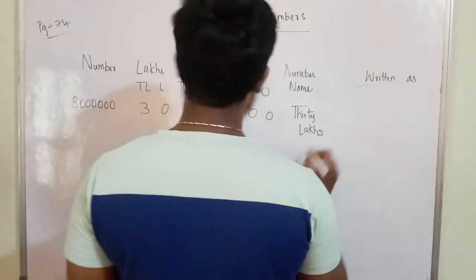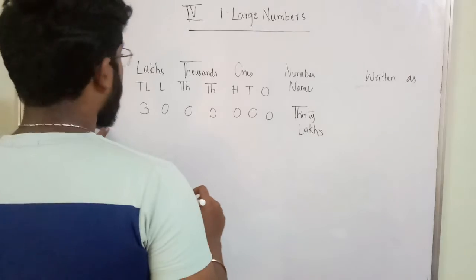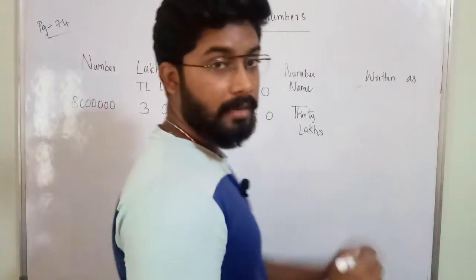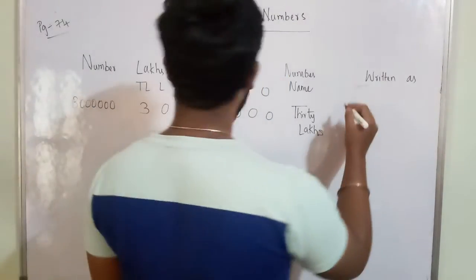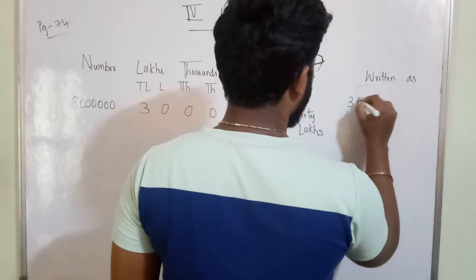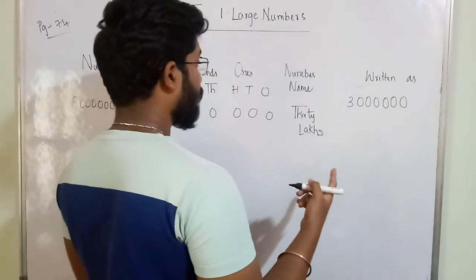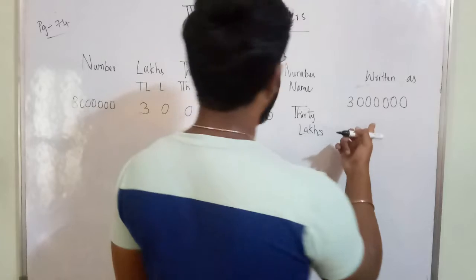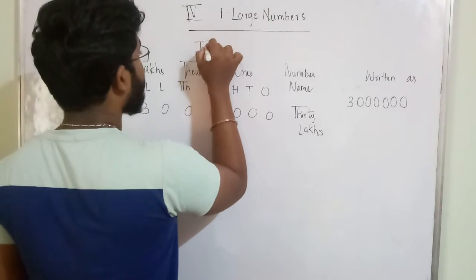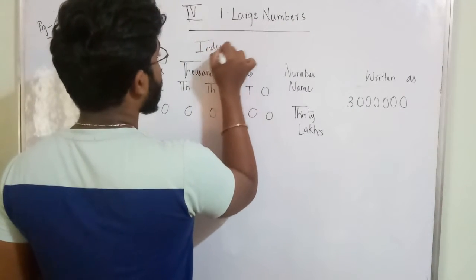So this number, how can you write it in Indian form? You have to separate it with commas, no? So you have to separate all periods, okay? So you have to write it in Indian form. This is about Indian place value chart.